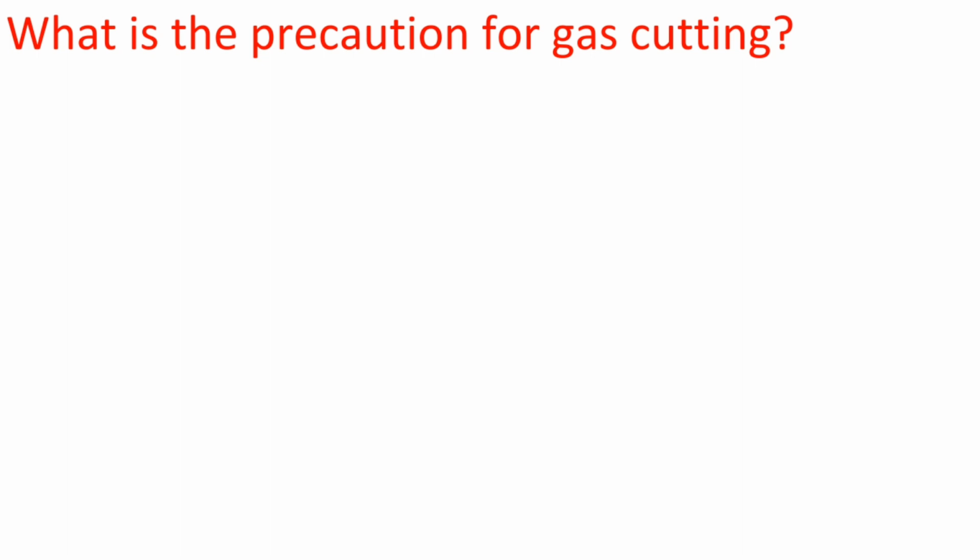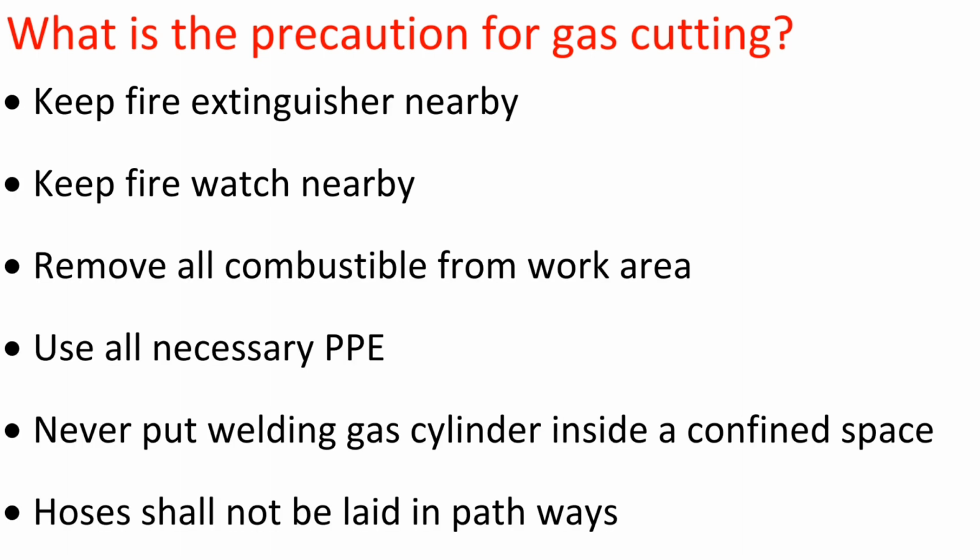Question. What is the precaution for gas cutting? Answers. Keep fire extinguisher nearby. Keep fire watch nearby. Remove all combustibles from work area. Use all necessary PPE. Never put welding gas cylinder inside a confined space. Hoses shall not be laid in pathways.